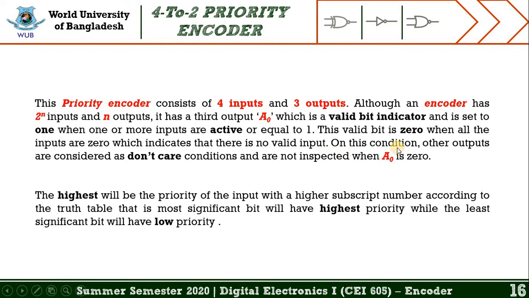On this condition, other outputs are considered as don't care conditions and are not inspected when A0 is 0. The highest priority will be of the input with a higher subscript number according to the truth table, that is, the most significant bit will have highest priority while the least significant bit will have low priority.